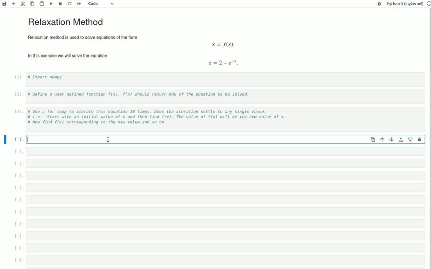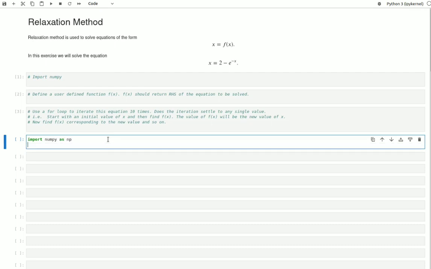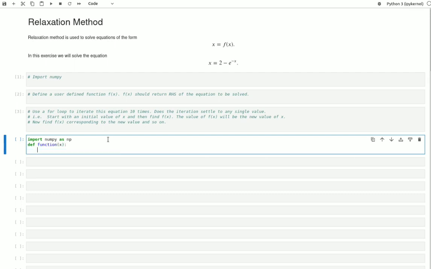And let's now look at how we can implement this using Python. First of all, we have to import numpy, and I am importing numpy as np. The next step is to define the function for which we have to find the roots. So let's say function of x, and you have to return f(x) = 2 - e^(-x). So we write it like this, and we return the right hand side of this equation.